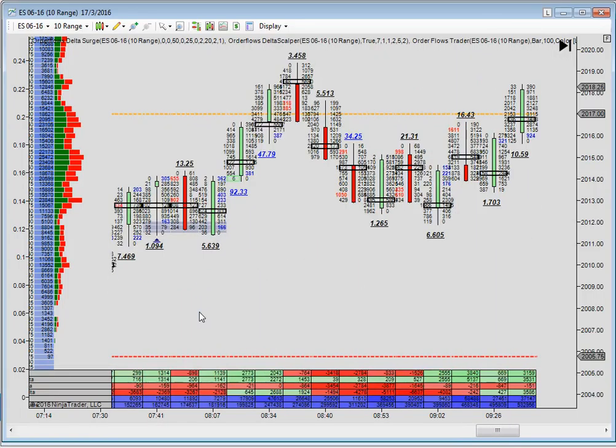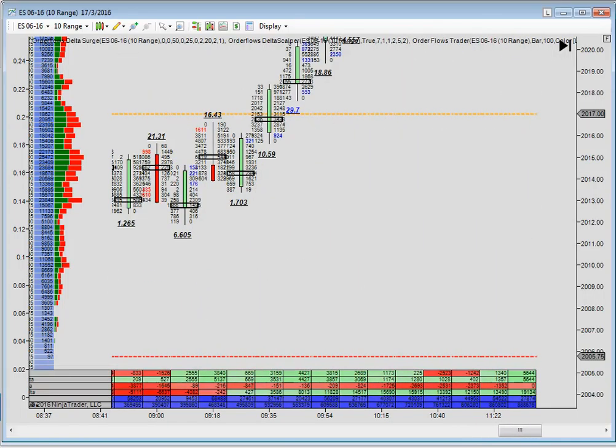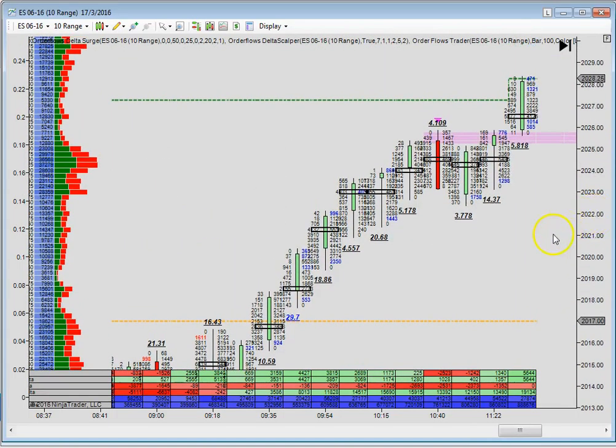Yesterday it rallied from 2008. It was never really ever against you. It just spent the rest of the day trading higher, all the way up to 2026 when you get a sell signal on the scalper.